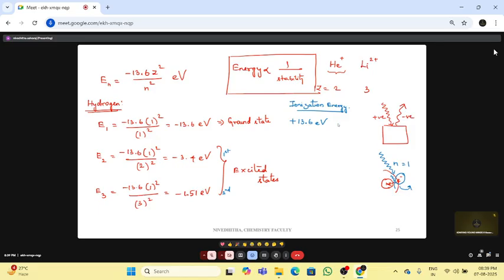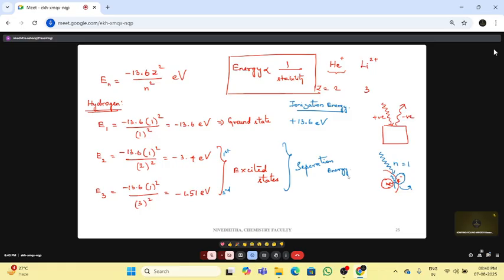If the electron is present in any of the excited states, then I can supply a particular amount of energy to remove that electron, but the energy supplied is called separation energy. See, ionization energy is the amount of energy required to remove the electron from the ground state, and separation energy is the amount of energy required to remove the electron from any of the excited states.